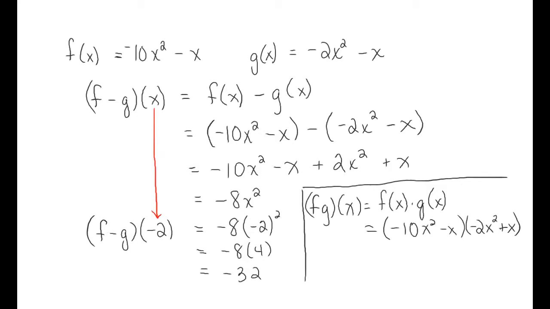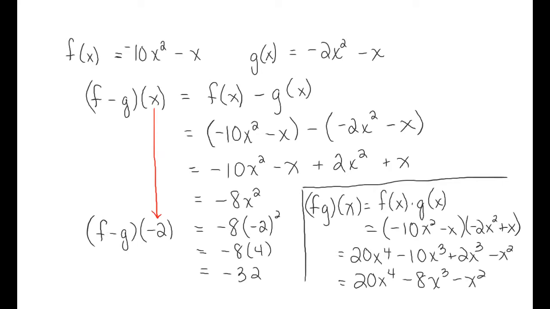So on that one, we'd get something like 20x to the fourth minus 10x cubed plus 2x cubed minus x squared. And then we'd add our like terms together. Minus 8x cubed minus x squared. So you could add, subtract, multiply, or divide two functions that way. And if there's a number in the parentheses, just do the operation first and then plug the number in.